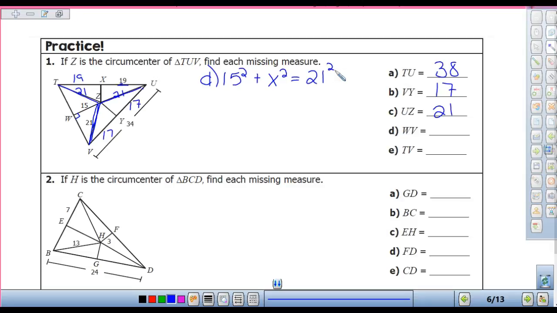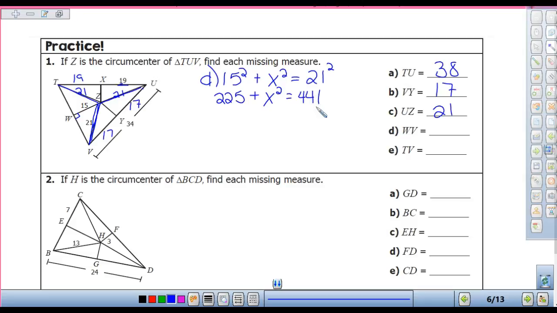So 15 squared is 225. We'll tell you that next year for Algebra 2, you're going to have to know your perfect squares up to 20. Plus x squared equals 441. Those are requirements to have a calculator for this class, so you should have those all plugged into numbers.